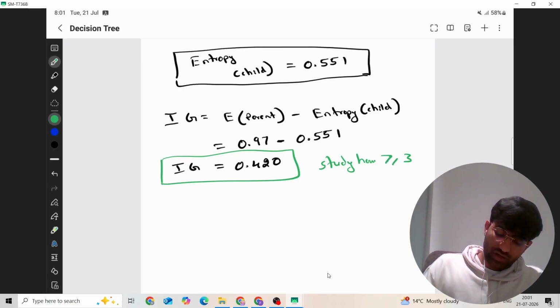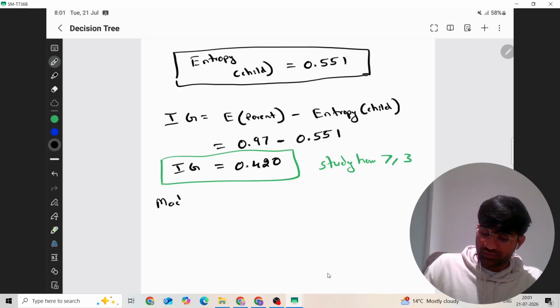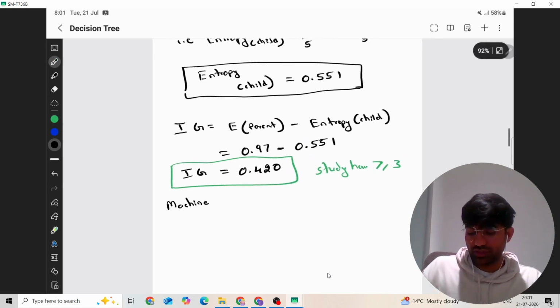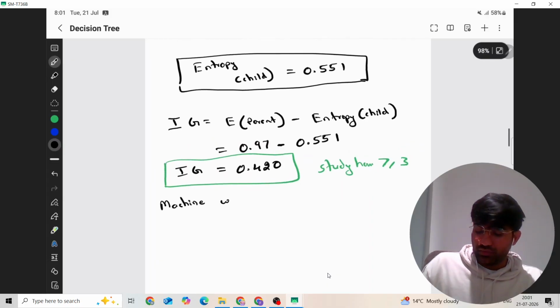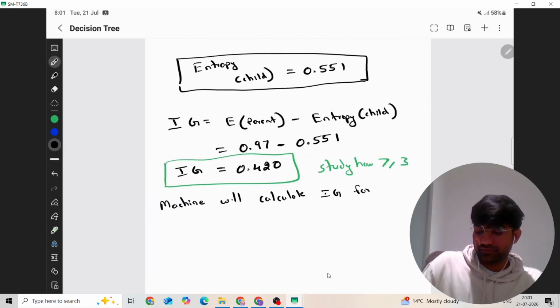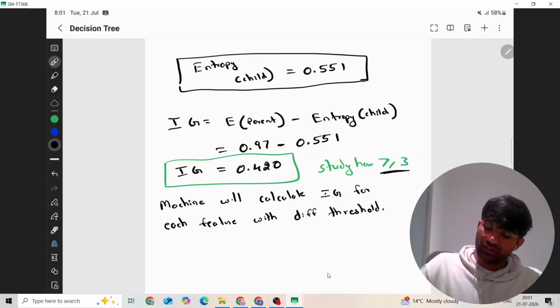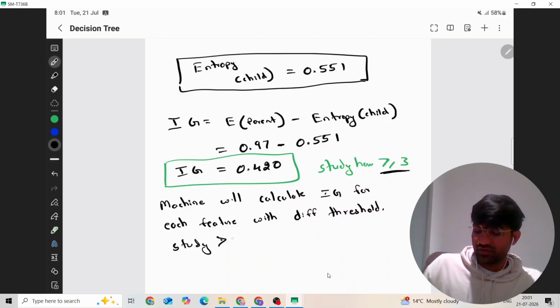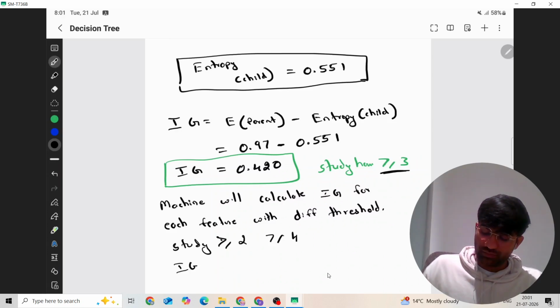Now what will the machine do? The machine won't split the data just on the basis of one information gain. The machine will calculate information gain for each feature with different thresholds. I have used here the threshold greater than or equal to 3. Now the machine will again calculate study hours greater than or equal to 2, study hours greater than or equal to 4, and it will calculate all the information gains.